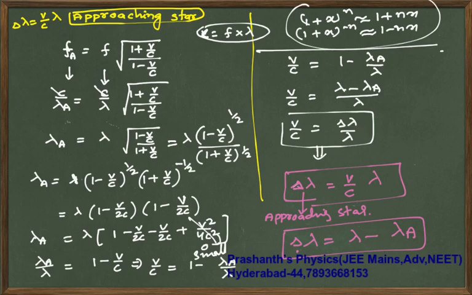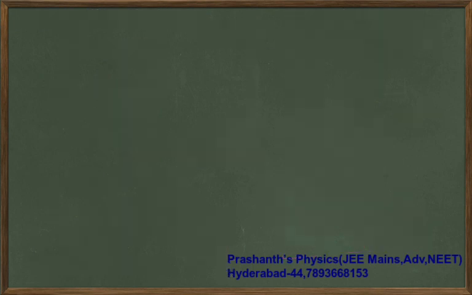This formula is important for problem solving, and this only we will be using. I will give you basic examples and you will get the clarity. Next, for a receding star, I'll tell you how to calculate this.